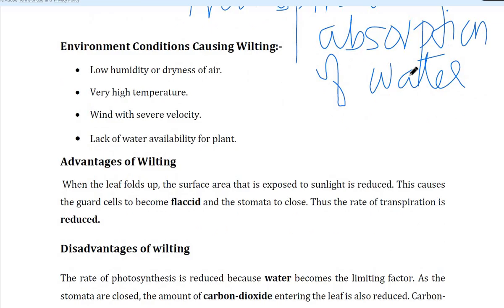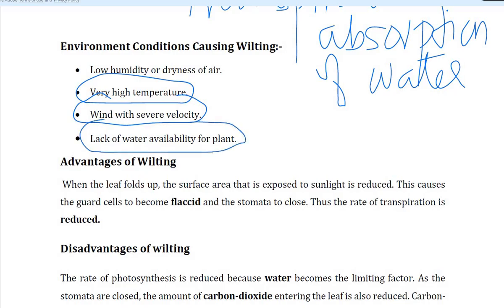Other environmental factors that cause wilting, very important, is very high temperature. टेम्परेचर बहुत ज़्यादा होगा, इससे भी विल्टिंग होगी. वेरी हाई विंड स्पीड एंड द मोस्ट इम्पॉर्टेंट इज लैक ऑफ वाटर.